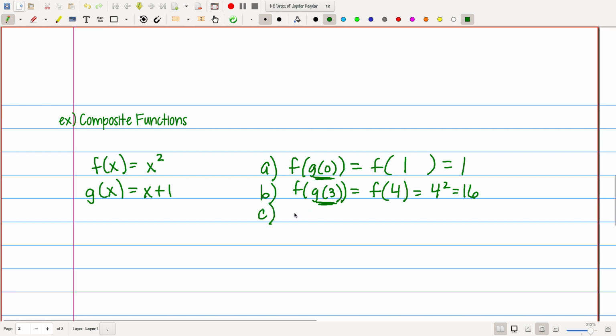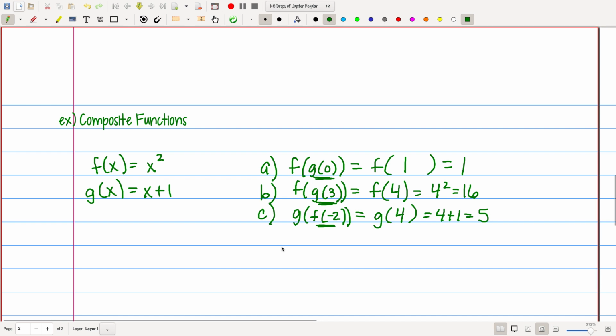If I have g of f of negative 2, again, I'm going to start right here. So now I need to go to f of x and plug in negative 2. So if I plug in negative 2 right here, negative 2 squared would be positive 4. Now I'm going to plug in 4 into the g of x equation, and 4 plus 1 equals 5. So there's my answer for that.